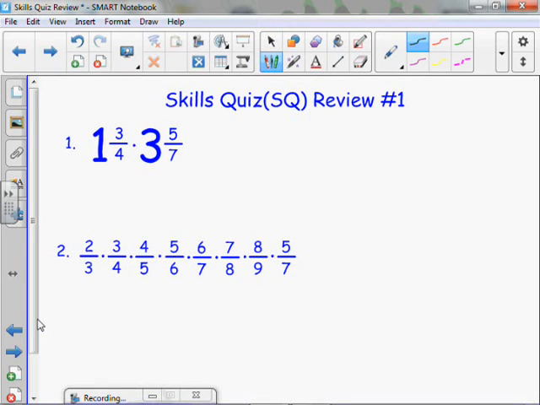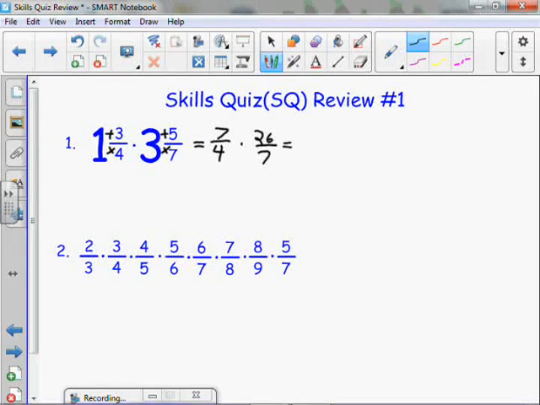Okay, starting with problem number 1, we have the multiplication of two mixed numbers: 1 and 3/4 multiplied by 3 and 5/7. The first step is to convert both of these mixed numbers to complex fractions. We do that by multiplying the outside number by the denominator and adding the numerator. 1 times 4 is 4, plus 3 is 7, keeping the same denominator over 4. 3 times 7 is 21, plus 5 is 26, also keeping the same denominator over 7.